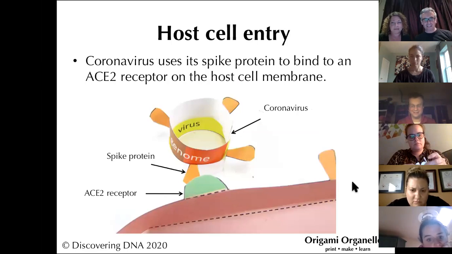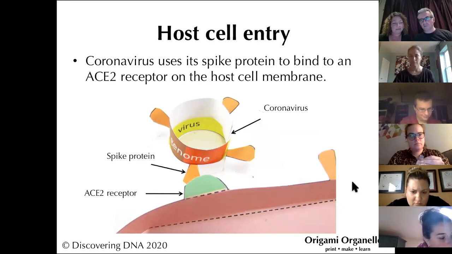Okay, so as I said earlier on, coronavirus uses this protein that sticks out called the spike protein, and this is what attaches to the receptor on the cell. It's the ACE2 receptor, which has nothing to do with the virus, but the virus uses this as a way of entering the cell. So with your model, once you've got your model, you can try this out.